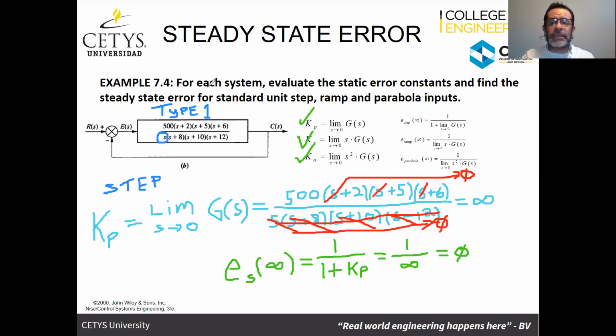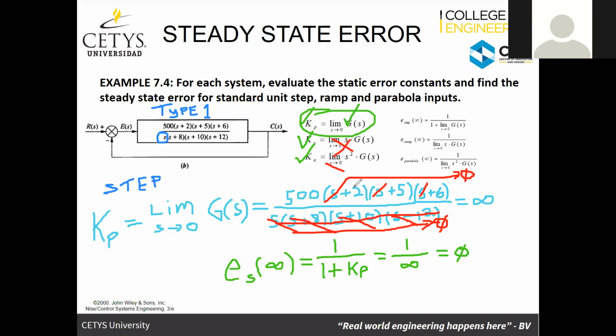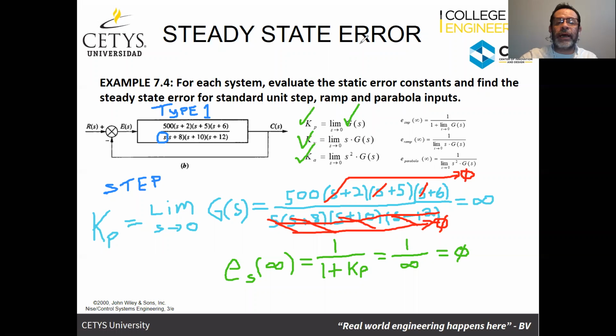We already saw in the previous example that for a type 0, it's really just being able, again, to do its job with an error for the step, but it's not working for the ramp or parabola. Now we are looking at the type 1, and it's working very well, perfectly for the step. It's doing its job for the ramp, but we're going to see that it's not going to be doing its job for the parabola. And that's what we're basically demonstrating.